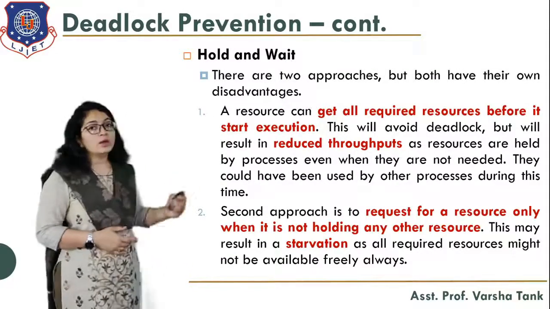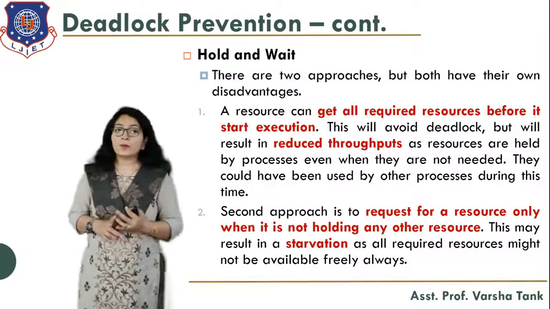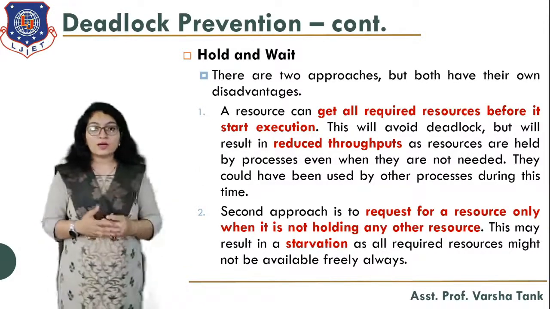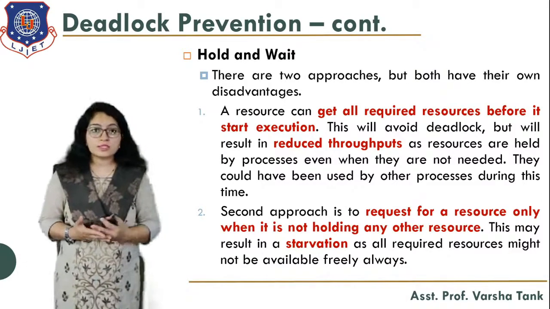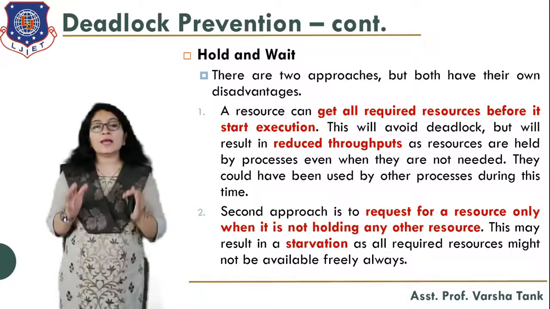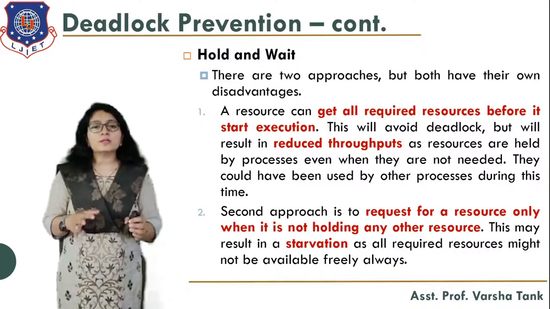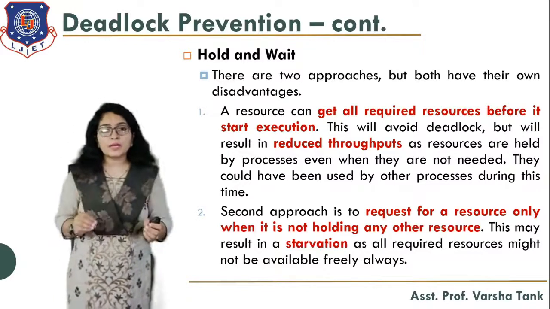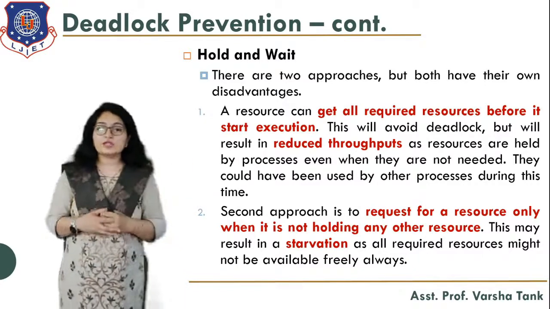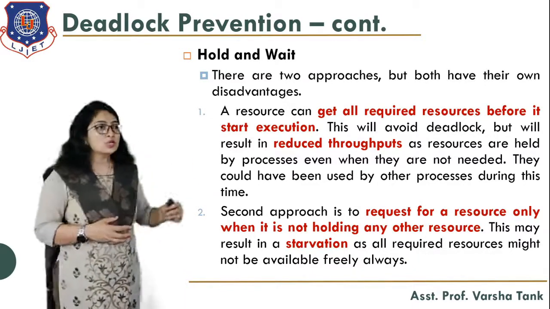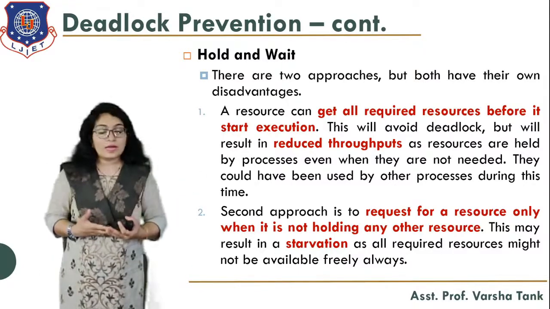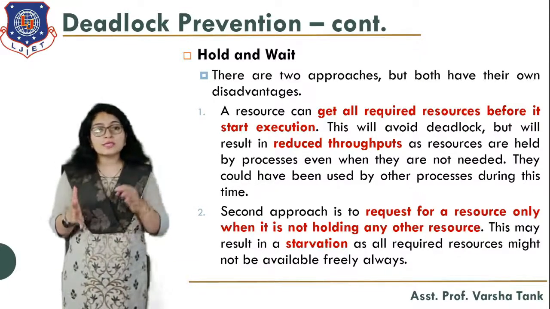Now, next is hold and wait. There are two approaches, but both have their own disadvantages. Let's see. In hold and wait, a process acquires all the required resources before it starts execution. That means the process will acquire all the resources it needs: memory, printer, any hardware devices. So all the resources will be acquired at the start when the process begins execution. This will avoid deadlock, but it will result in reduced throughput.